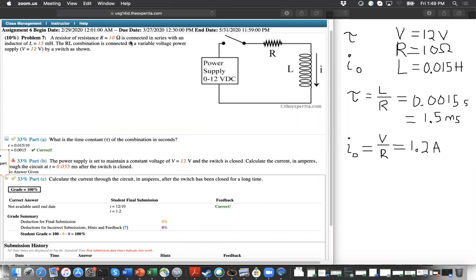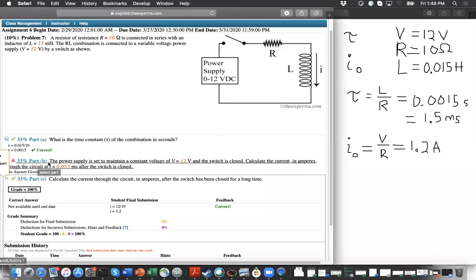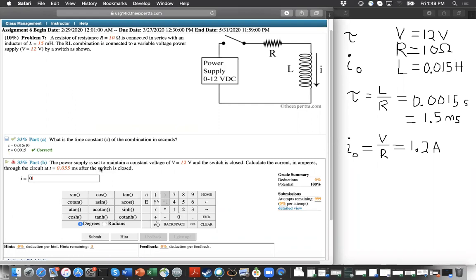Now we're asked something a little more complicated. The power supply is set to maintain a constant voltage at V equals 12 volts. When the switch is closed, calculate the current in amperes through the circuit at a time of 0.055 milliseconds after the switch is closed. So now to do that, we need to calculate what is I.